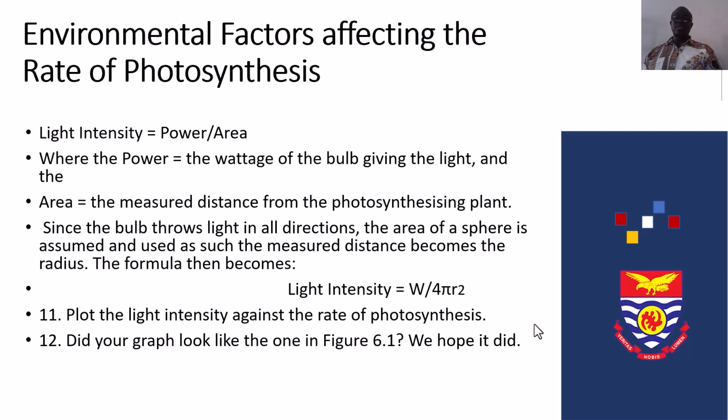Since the bulb throws light in all directions, the light of a sphere is assumed and used as such. The measured distance becomes the radius. The formula then becomes light intensity equals W over 4 pi r squared. So plot the light intensity against the rate of photosynthesis. Did your graph look like the one in figure 6.1 in your textbook?